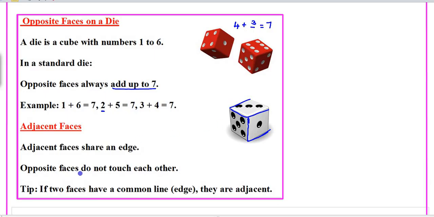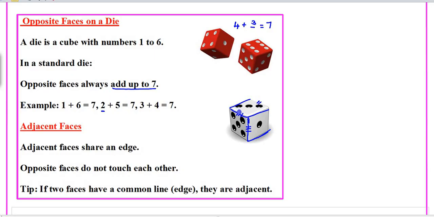And opposite faces do not touch each other. This face will not have any connection with that face. That is called the opposite face. Here is a tip: if two faces have a common line, for example these two, they are adjacent. These two have a common line or edge, so they are adjacent. The same goes for this side. On the other hand, opposite faces do not have any common edges.